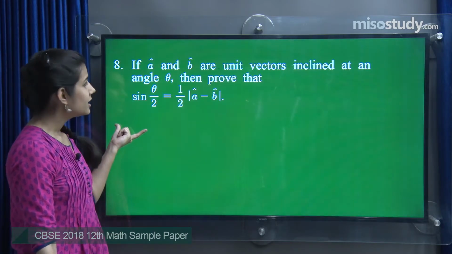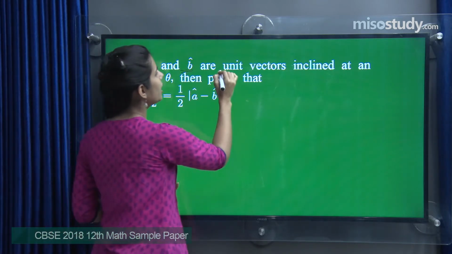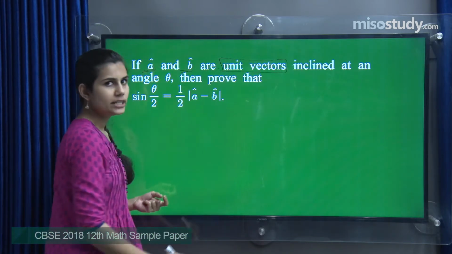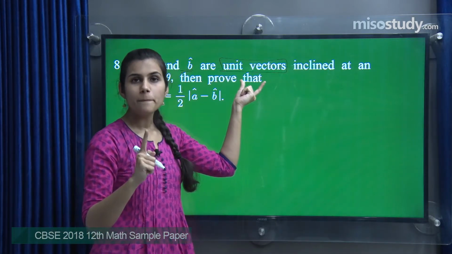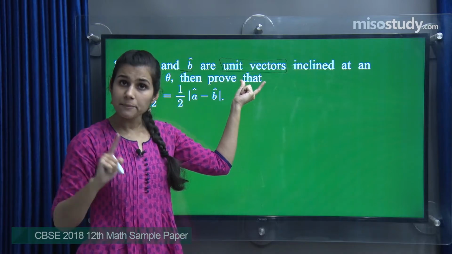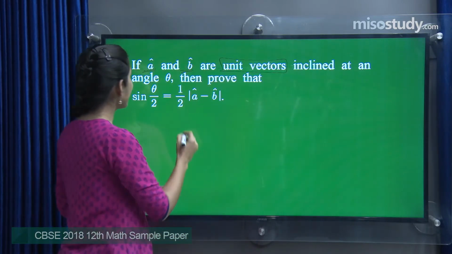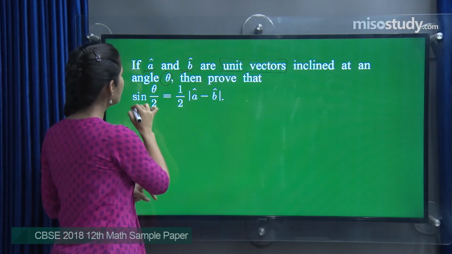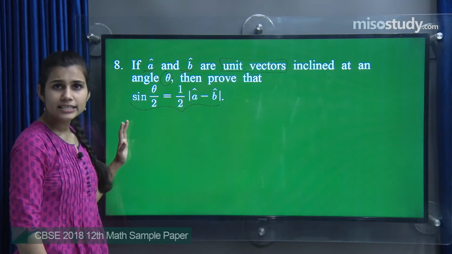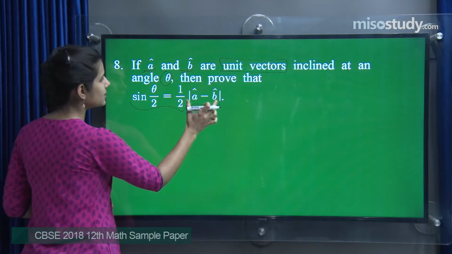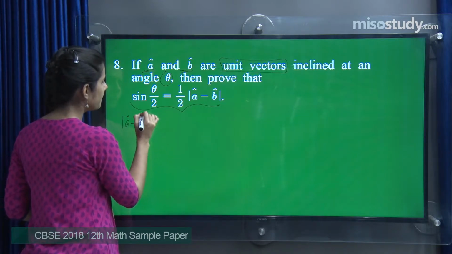Here it is written: if two vectors A and B are unit vectors, that means they are one unit apart from the origin, their magnitude is 1, inclined at an angle theta, then prove this particular claim. Something very, very easy, very straight. Why? Because I'm just going to pick this portion up. Here you have a cap minus b cap.